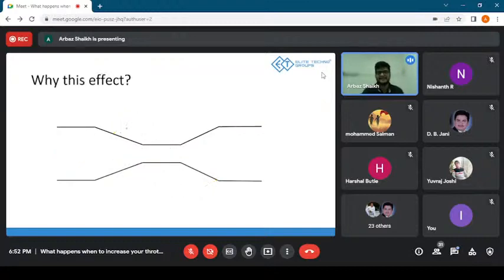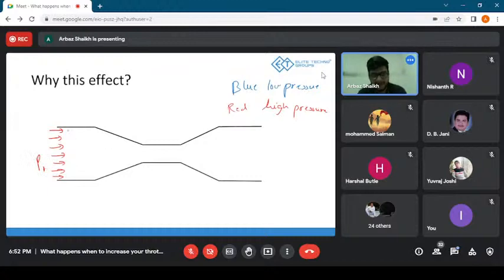Now let's see why this happens. I'm going to draw these things in terms of pressure. Blue is going to be low pressure, and red is going to be high pressure. When the initial flow is happening from over here, you will see that this flow will be at higher pressure. So we have, let's say, P1 over here. Now all of these molecules are moving in a straight line till here.